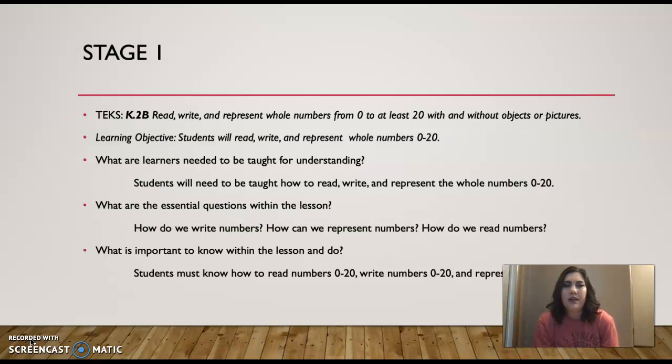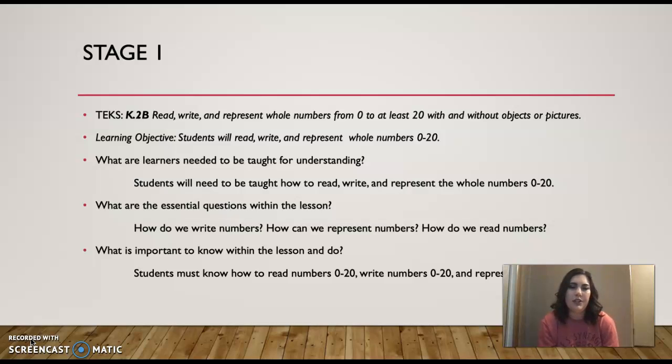So for Stage 1, as an example, I pulled together the TEKS for Kindergarten 2B. The TEK is to read, write, and represent whole numbers from 0 to at least 20, with and without objects or pictures. The learning objective: students will read, write, and represent whole numbers 0 through 20. What do learners need to be taught for the understanding? Students will need to be taught how to read, write, and represent the whole numbers 0 through 20.